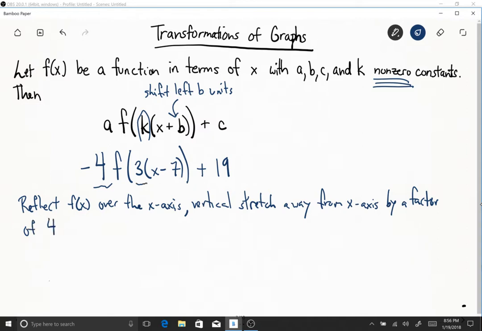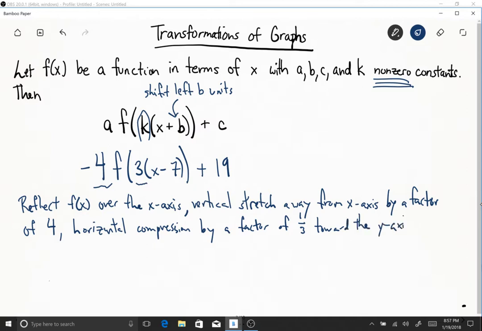What does the 3 do now? Well, that's a horizontal. Now remember, it's greater than 1, so it does just the opposite of what the scenario does when it's outside the function. So this is a horizontal compression rather than a stretch, by a factor of, now we take the reciprocal of this, so that's 1/3 toward the y-axis. And you might hear some different language, but this is the general idea.